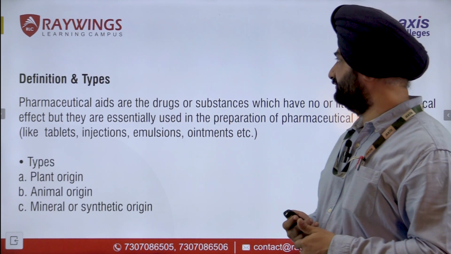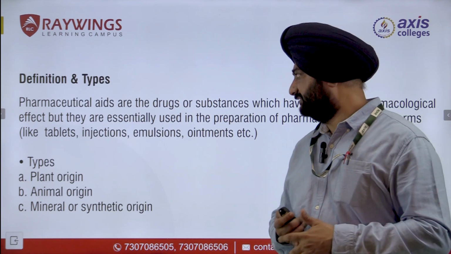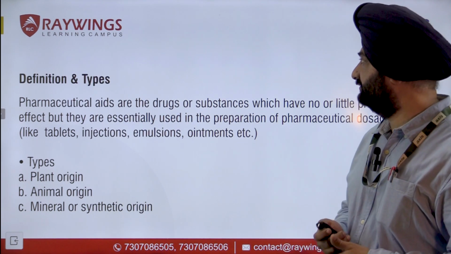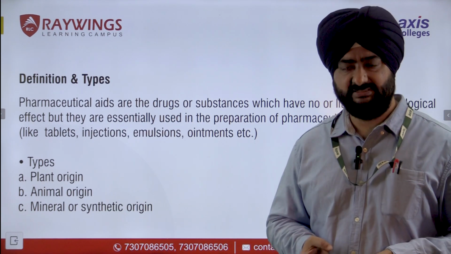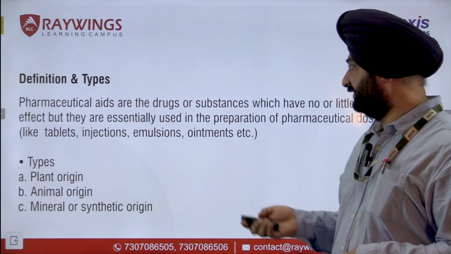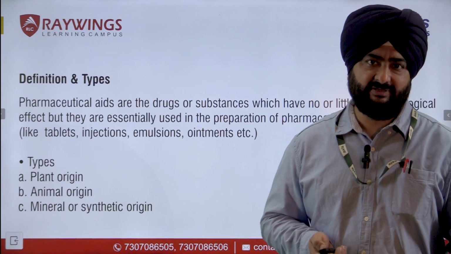So this is the definition of pharmaceutical aids, as I have discussed earlier also. So these are the types of pharmaceutical aids. Plant origin pharmaceutical aids are there, animal origin pharmaceutical aids are there, and mineral or synthetic origin pharmaceutical aids.